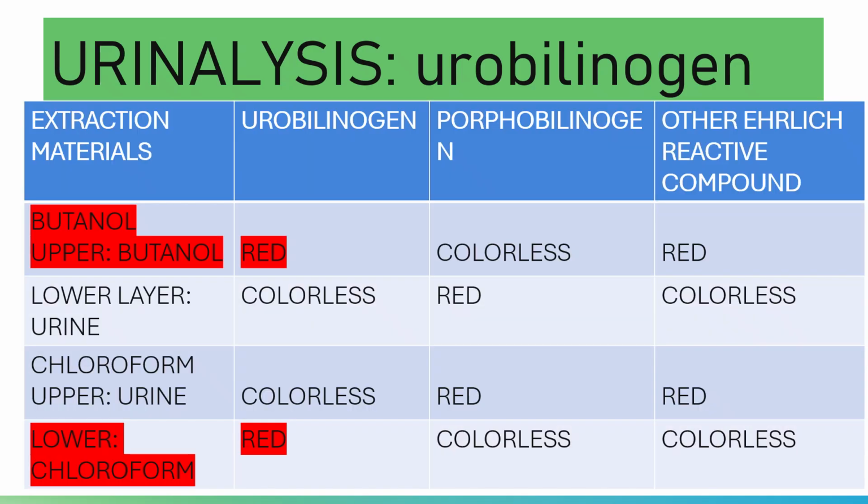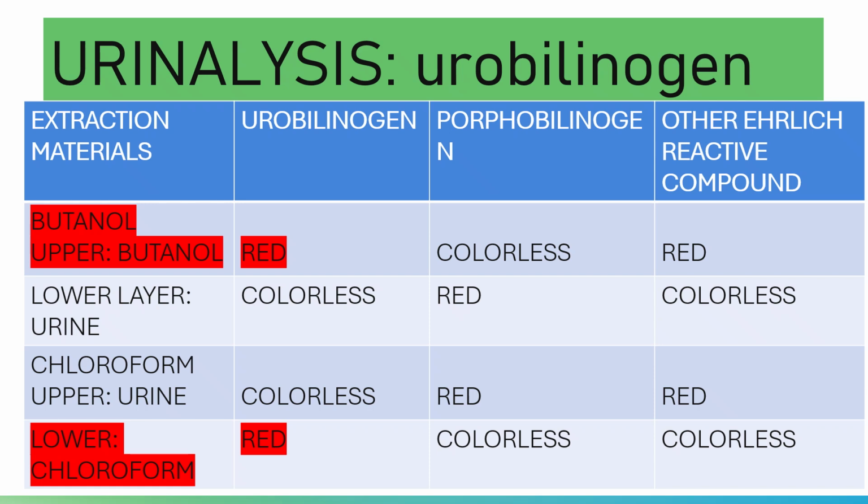Still in the Schwarz-Watson differentiation test, please note that urobilinogen is extractable or miscible in both chloroform and butanol. But porphobilinogen is not miscible in both. That is why it remains in the urine.